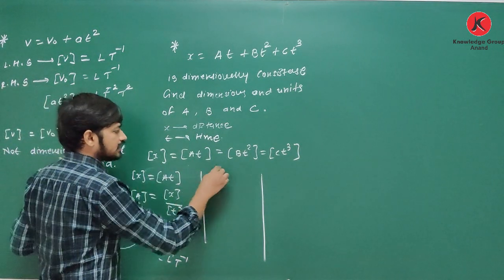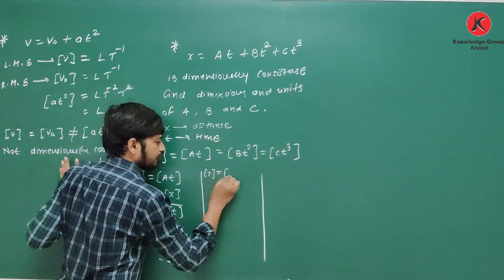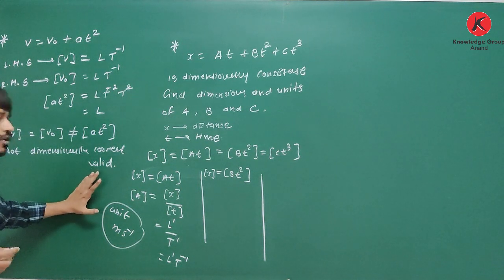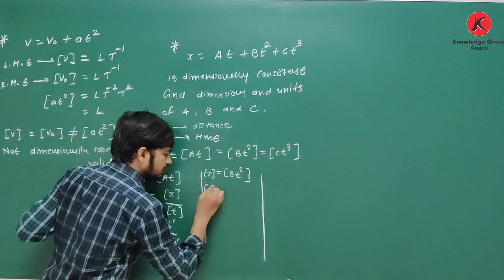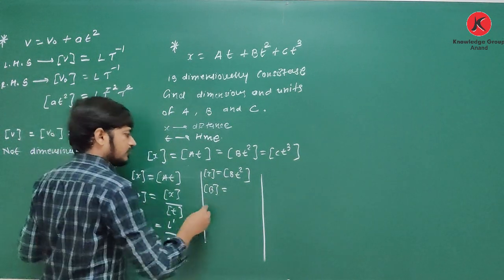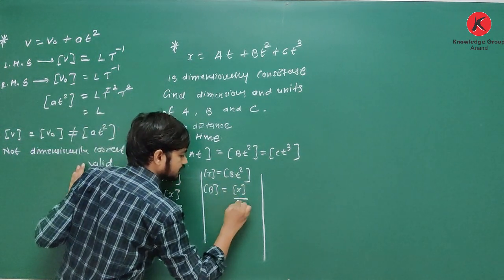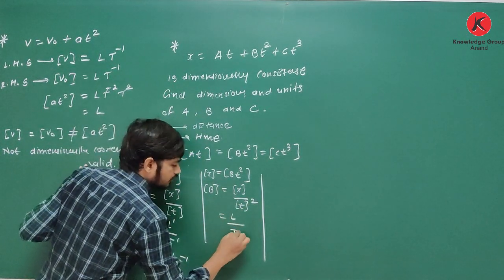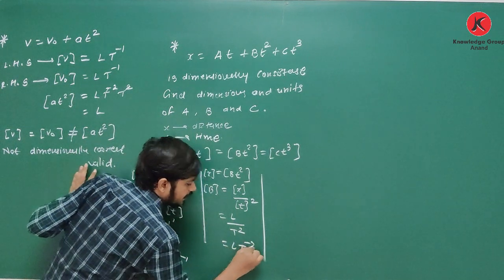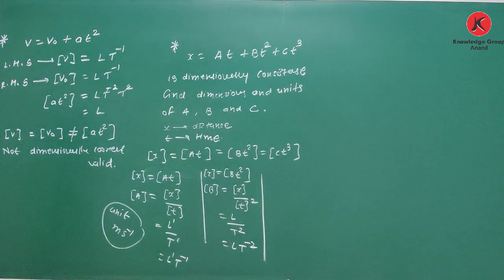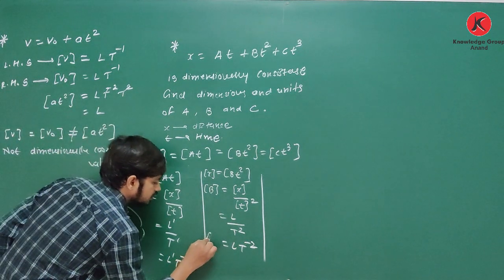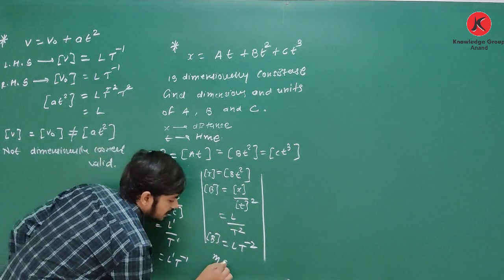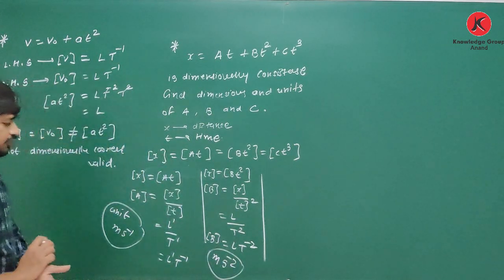I can compare x and BT square. x is equal to BT square. So again, make B the subject. B is equal to x upon t square. So x means it is L, t square means it is T2. So it is L T minus 2. These are the dimensions of B. What is its unit? L stands for meter and T means second. So it is meter second raised to minus 2.